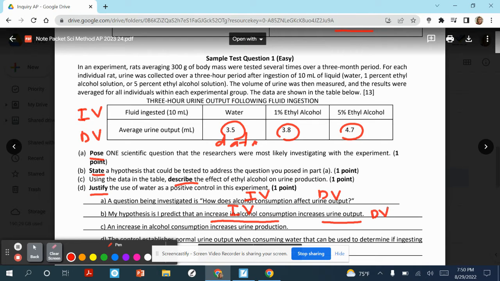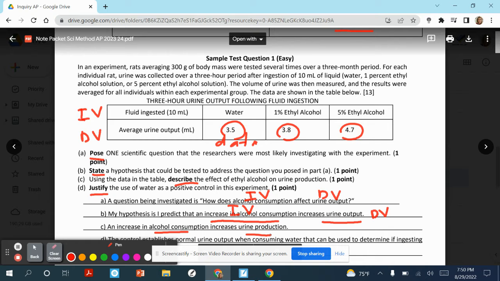All right, C says, describe the effect of ethyl alcohol on urine production. So this is an easy answer, and I just wanted to put this in here to show you how short of an answer you can write down. I know this is an essay question, but that doesn't mean you have to write paragraphs to get your points. So a good answer would be: an increase in alcohol consumption, so here's my IV, increases urine production. I got that from the data that we see up here. And again, I've written a simple statement. It is a sentence, and I don't have anything extra in it.